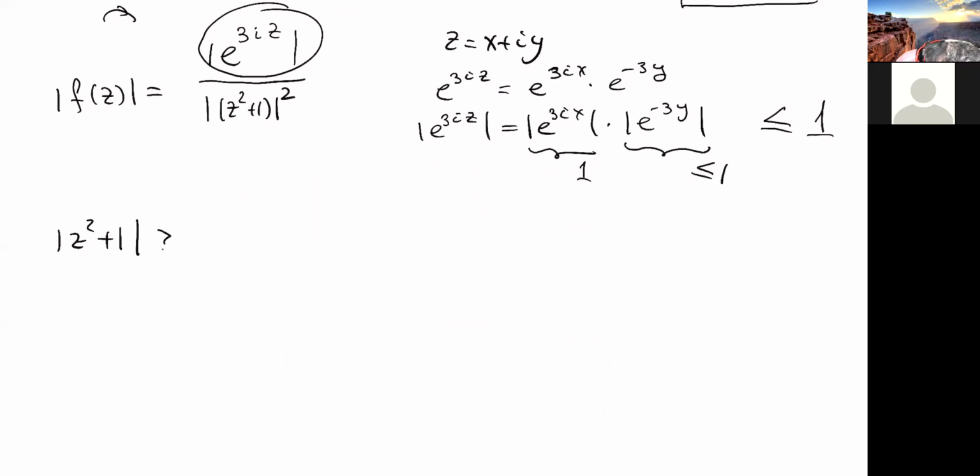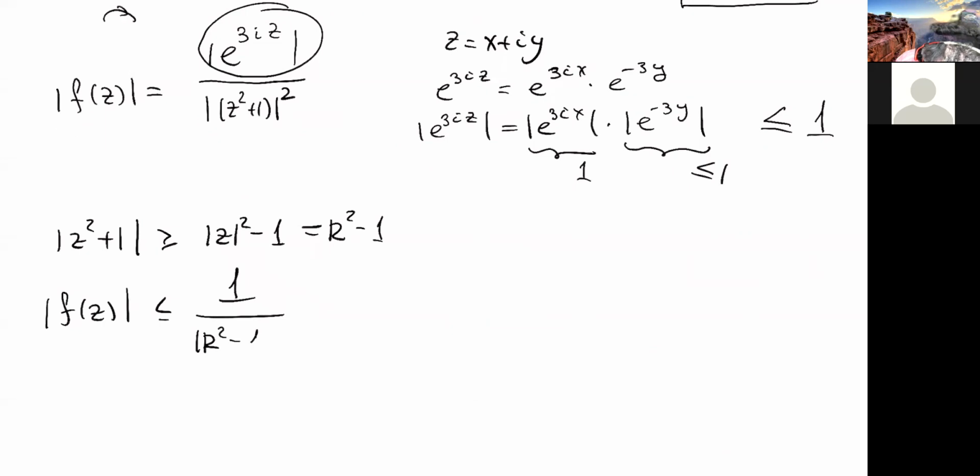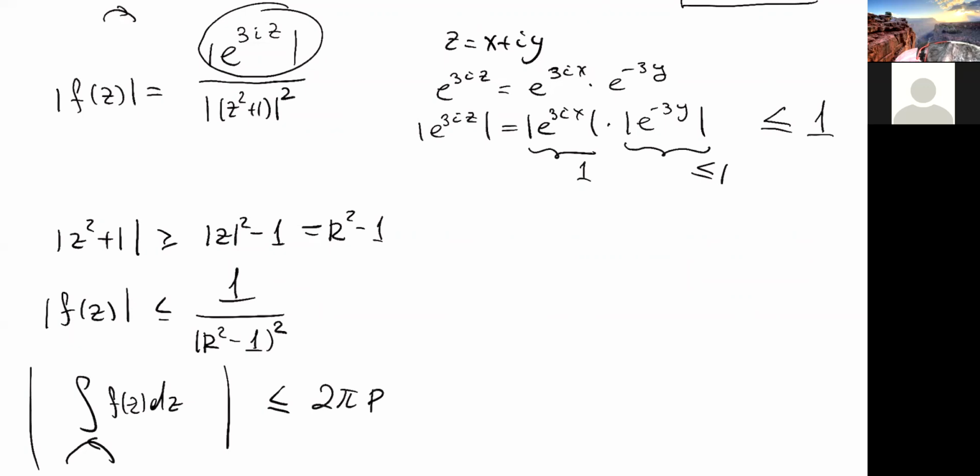So the absolute value of z squared plus 1 is bigger than z squared minus 1, which is r squared minus 1. And so the absolute value of f of z is less or equal to 1 divided by r squared minus 1 squared, which is great because now this integral is less or equal than 2 pi r times 1 over r squared minus 1 squared, and the denominator kills the numerator, so r squared minus 1 squared is of the order of r to the 4th, so this definitely goes to 0 as r goes to infinity.